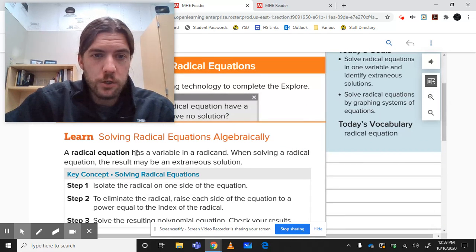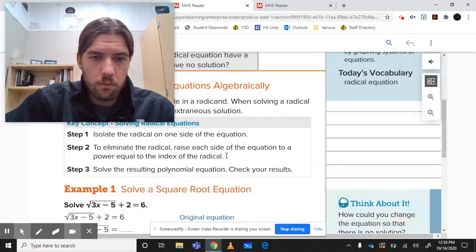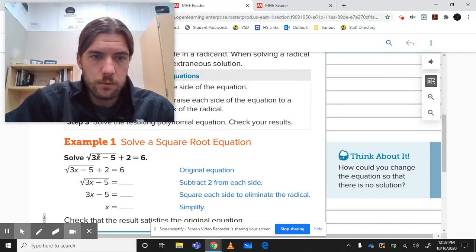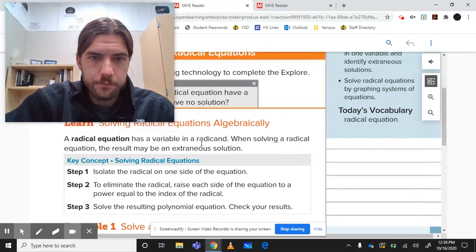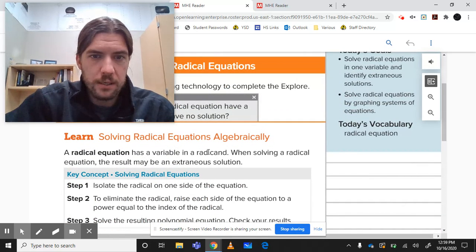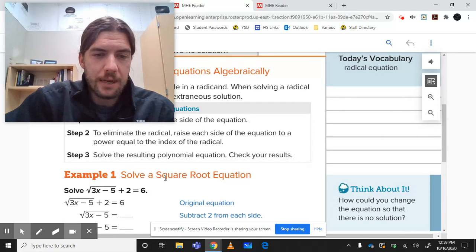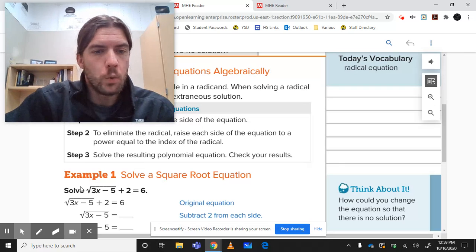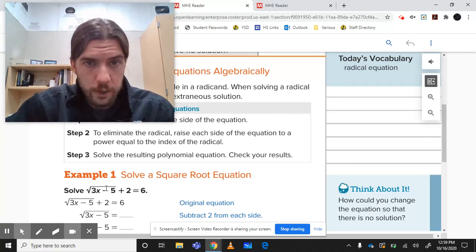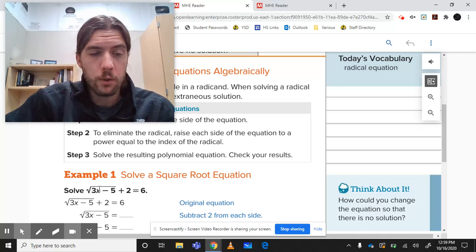A radical equation has a variable in a radicand. When solving a radical equation, the result may be an extraneous solution. So the radicand is just the whole thing under that little radical symbol. We're specifically saying a radical equation is not like x plus the square root of 2. We need to be taking the square root of a variable to call this a radical equation. We want the variable to be under the square root.